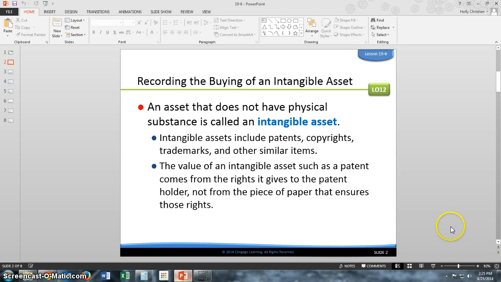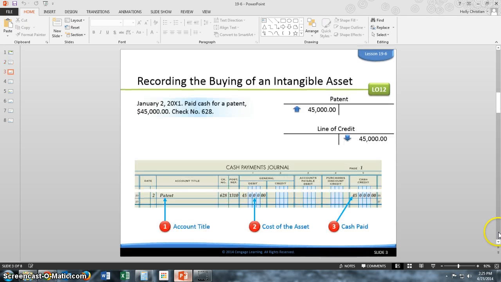Okay. Now the value of the asset comes from the rights that give the patent holder the right to it, not just the piece of paper. So when a business buys a patent or a copyright, they really are buying an asset and the right to do it. They're going to pay cash for it most likely, so they're going to credit cash. They're going to debit the asset. If I'm buying a patent, I'm going to have an asset account called patent. I'm going to debit that account. If I'm buying copyrights, I'm going to have an asset account called copyright.